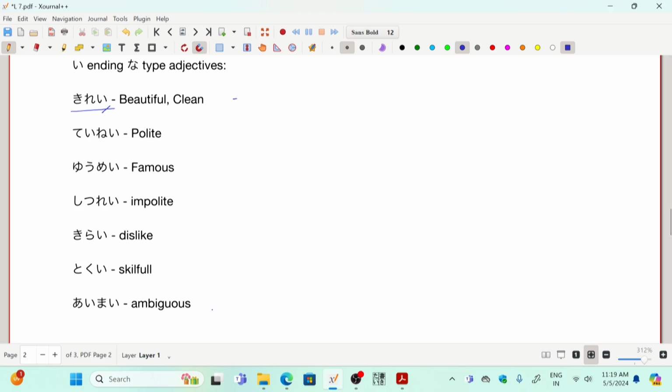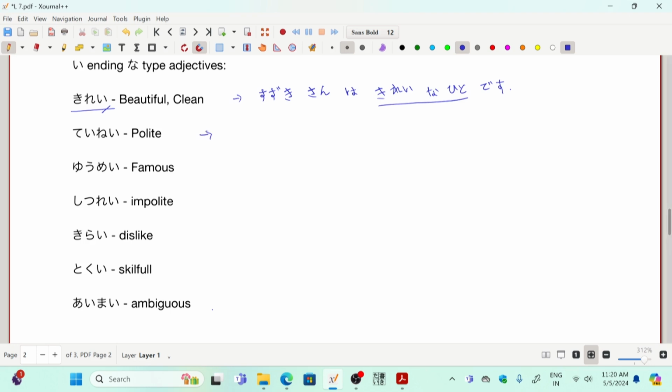So if I want to say Miss Suzuki is a beautiful person, okay, so it will be Suzuki san wa kirei na hito desu. Kirei na hito, beautiful person.